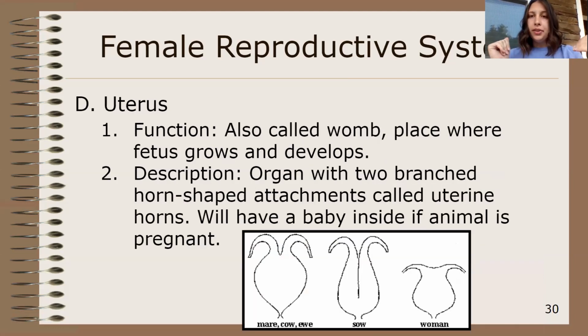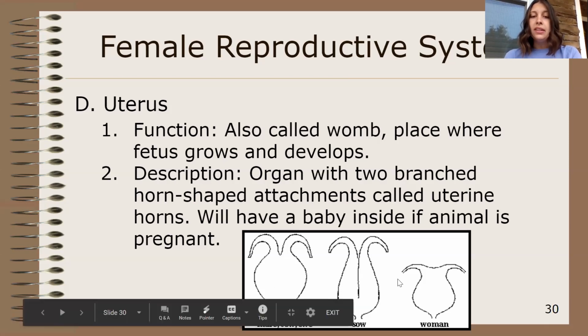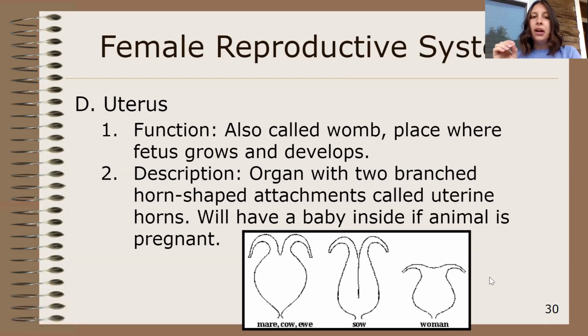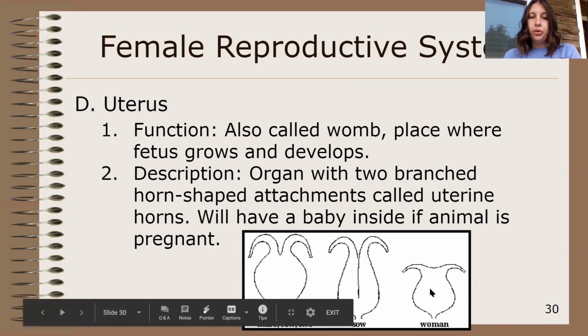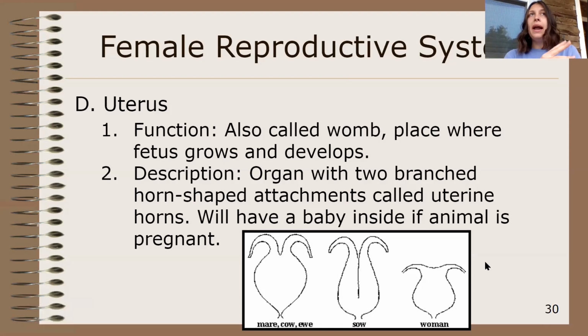Once it gets through the oviduct, it goes from the ovary to the infundibulum, through the oviduct, then it gets to the uterus. The uterus is also called the womb. This is where, if the egg is fertilized, its stop for a while is going to be in the uterus. This is going to be where the fetus is going to literally attach itself to the wall of the uterus of whatever animal it's in. This is where it's going to develop for however many months.